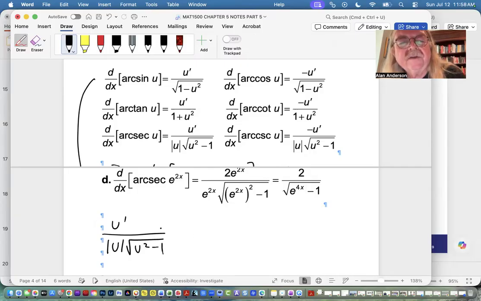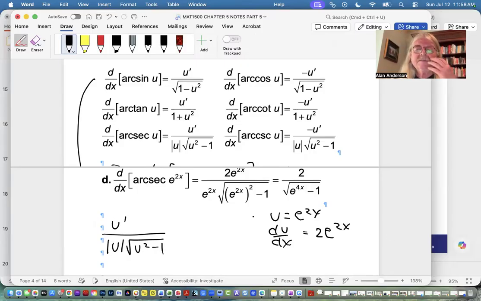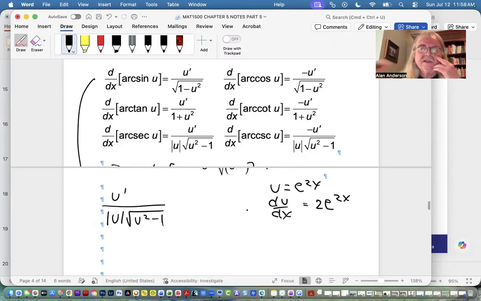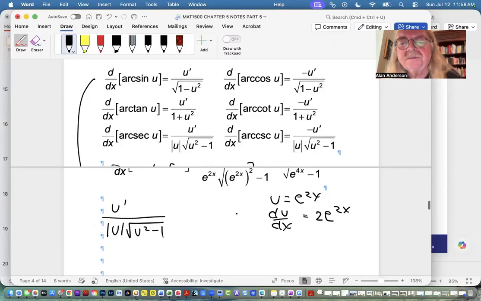Okay, so that's the derivative of the arc secant. So here, u is e to the 2x. du dx by the chain rule is 2e to the 2x. Okay, because what do you have here? We've got e to the u, so it becomes e to the u du, and that du is 2.